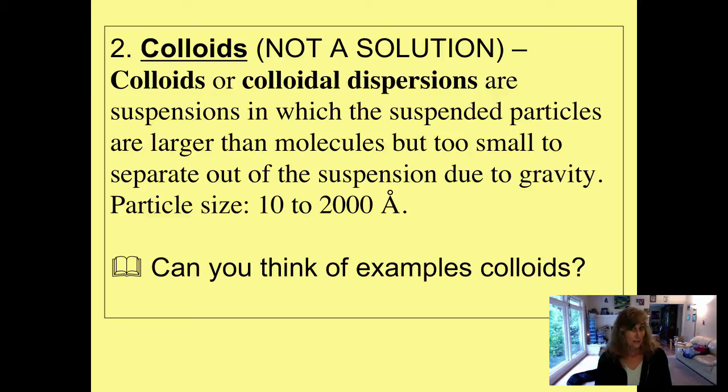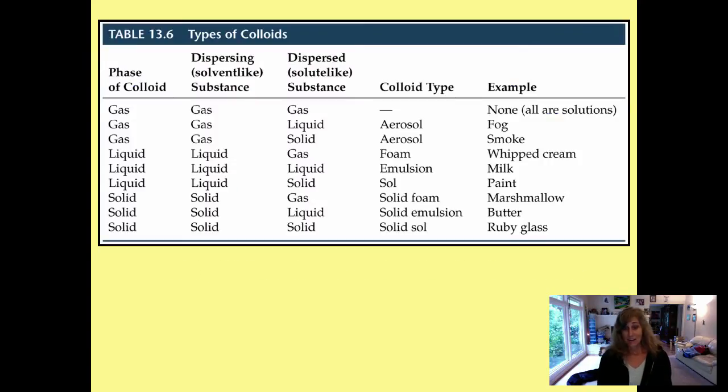Here's another example, a colloid. Again, not a solution. A colloid or colloidal dispersion is made of suspended particles that are larger than a molecule, so they're too big to be a solute, but they also don't settle out with gravity. They just kind of hang around. They give you a particle size there, 10 to 2,000 angstroms. So can you kind of think of a solution that never settles out and doesn't dissolve?